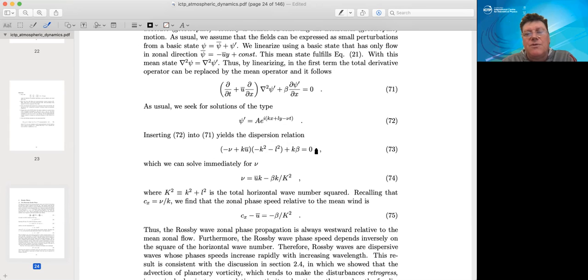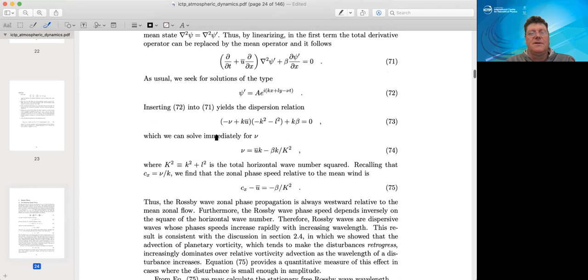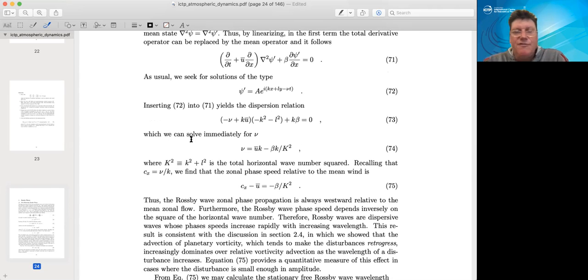This is our dispersion relation for Rossby waves that obey this kind of mean flow that we have prescribed. This can be solved for the frequency nu. So nu would be equal to minus u bar k minus beta times k over k square, where k square is now the square of the total wave number.